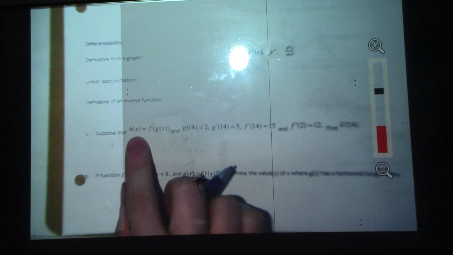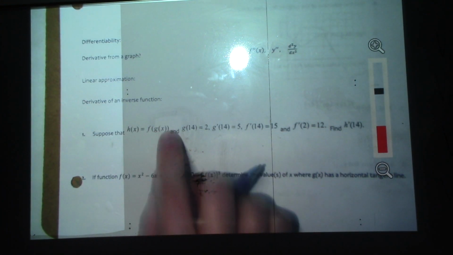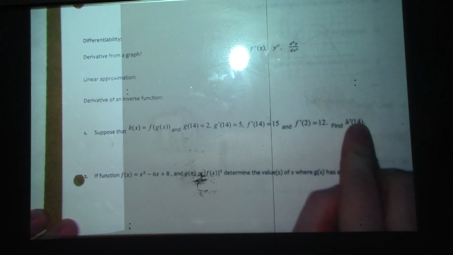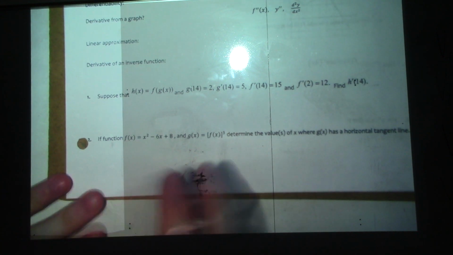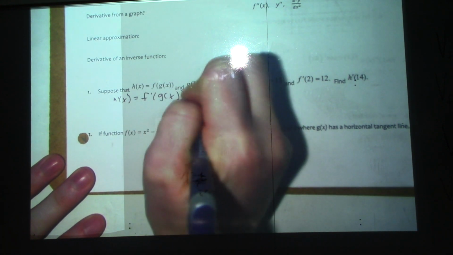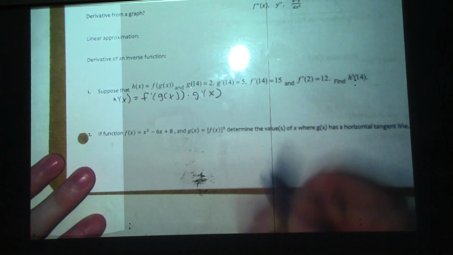Okay, so number one, we've been given a lot of values, and we've been given that your function is h of x is f of g of x. I'm trying to find h prime of 14. So first, I'm going to show the work for taking the derivative without plugging in numbers. So h prime of x equals, take the derivative of the outside, times the derivative of the inside, like this. So that's going to be f prime of g of 14 times g prime of 14.